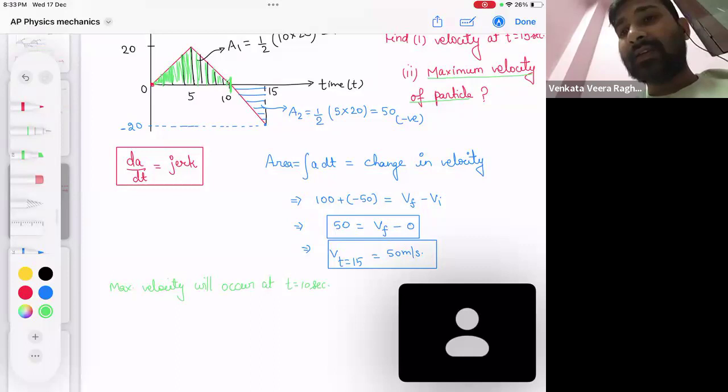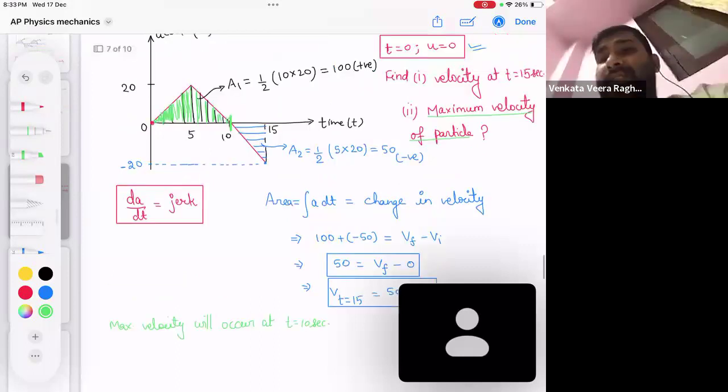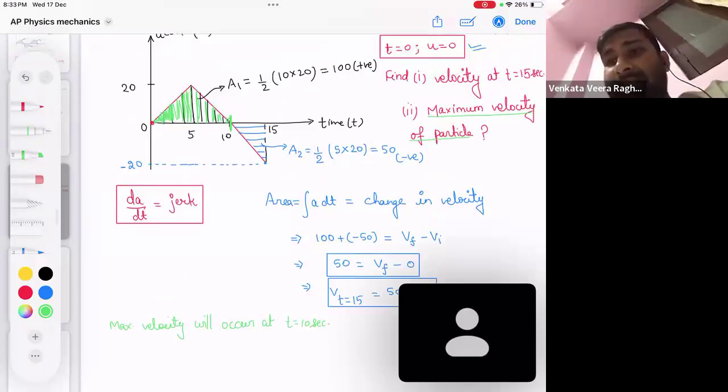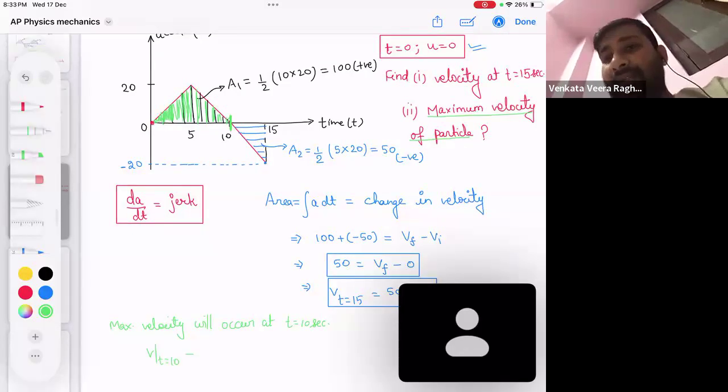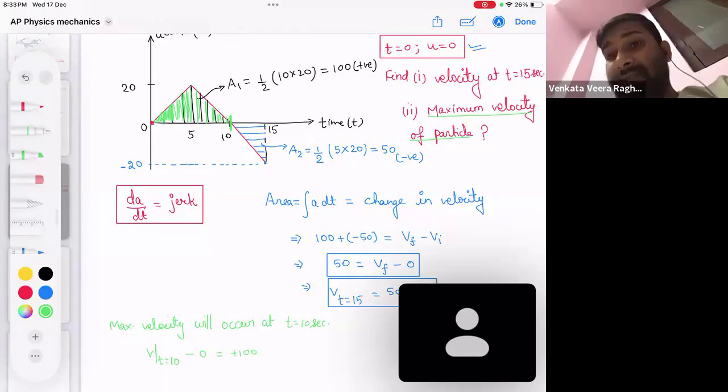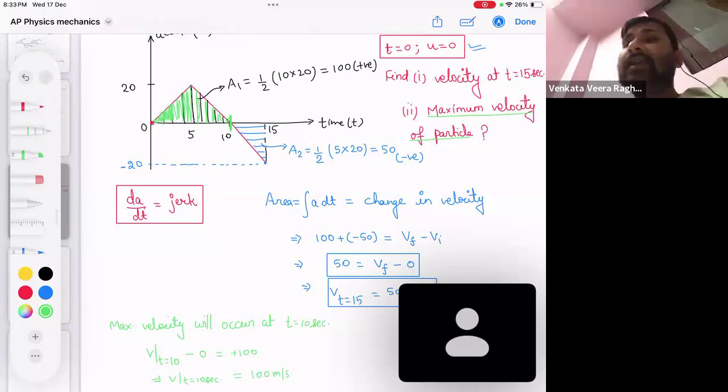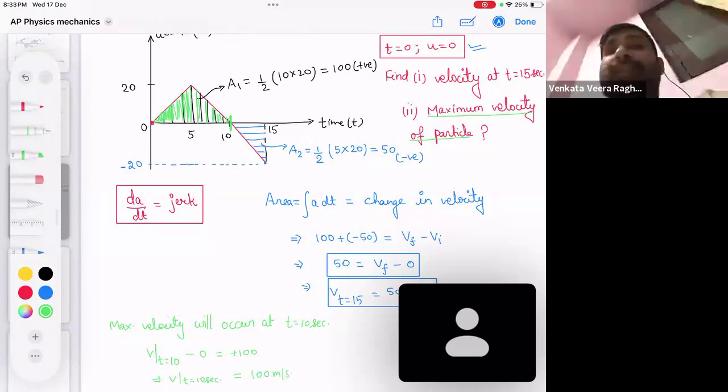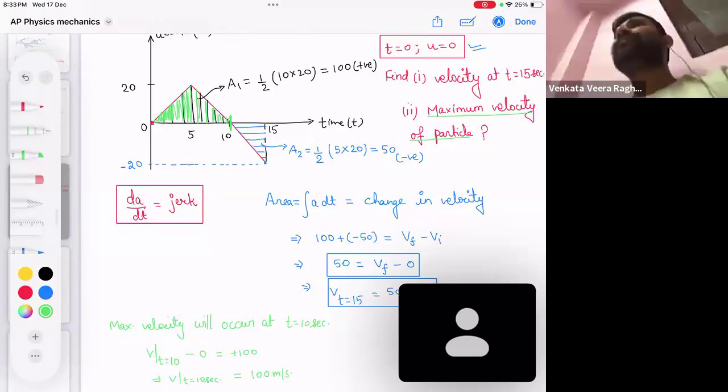I will only consider which area? We will only consider the A1 area in this question solving, right? So in this question, can I say change in velocity means velocity at t equal to 10 minus velocity at t equal to 0, which is 0, and that should be equal to the area, only the A1 area? So what is the velocity at t equal to 10 second? We have the velocity of 100 meter per second. And that is itself the maximum velocity of the particle. Please tell me, are you clear about this one or not?